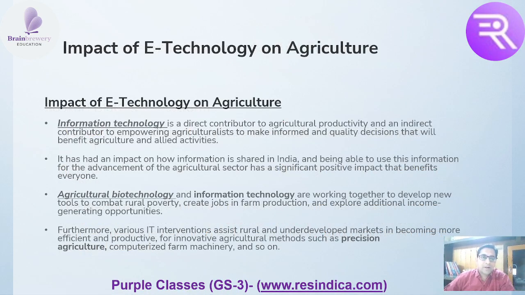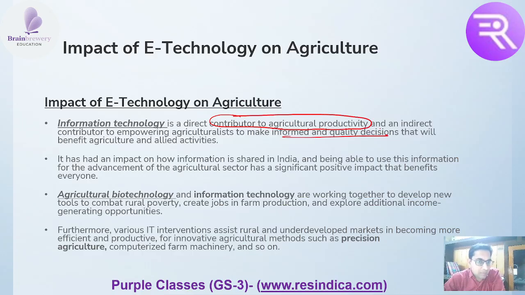Now we are moving towards the impact of e-technologies on agriculture. Whenever we talk of the impact of e-technologies, obviously there are a lot of impacts. Information technology is a direct contributor to agriculture productivity, which we have already seen, because informed and quality decisions are being made. It has a huge impact at the remotest places, because you are providing satellite data and imagery, so farmers sitting in the panchayat office or at home will be able to get proper data at their hand. They only need digital literacy to understand it, so the government is also running various programs to enhance the digital literacy of these people.